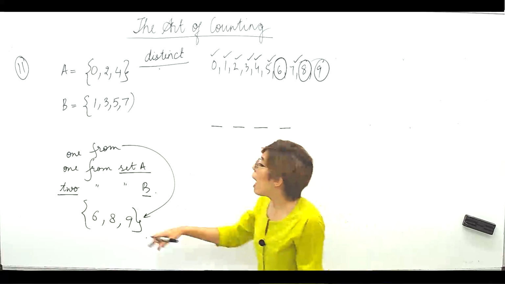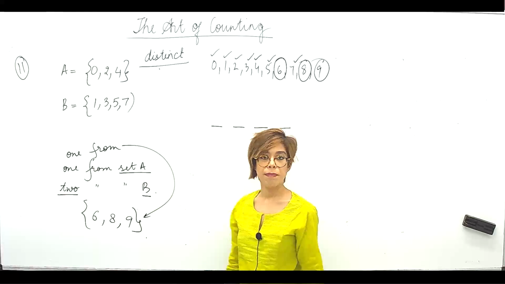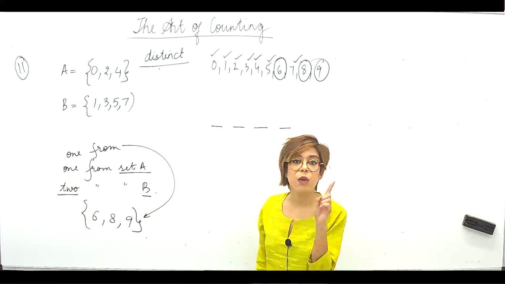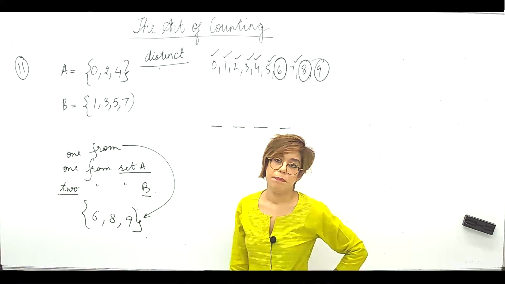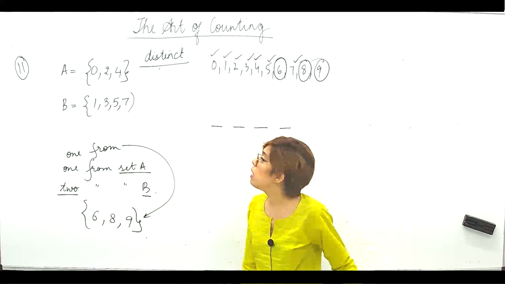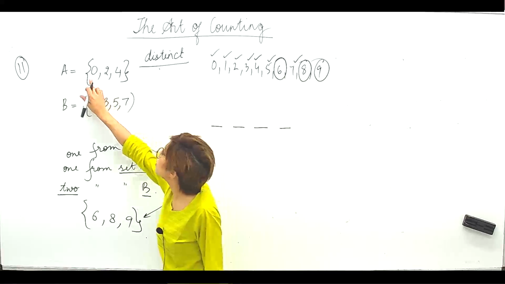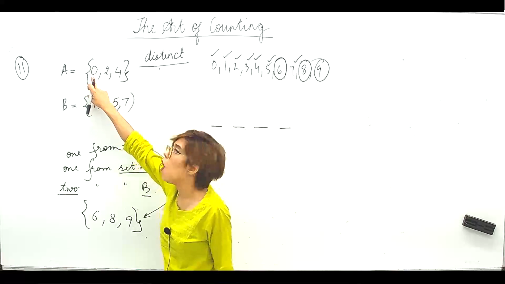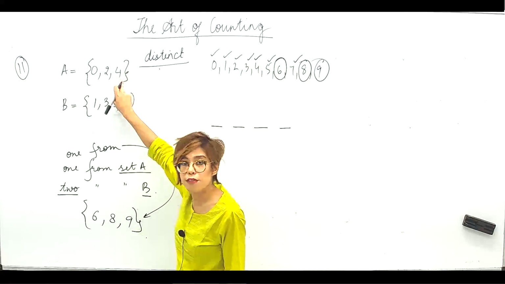Let's see. I need to select 1 from set A. Now, in how many ways can you select one digit from set A? You need to select a digit, can you do it? Right? Okay. So I have 3 choices. Either I can take 0, or I can take 2, or I can take 4.